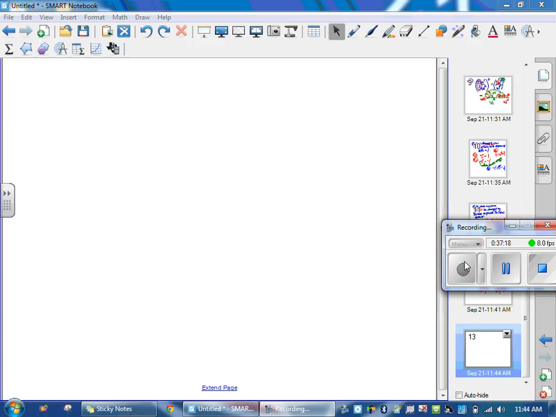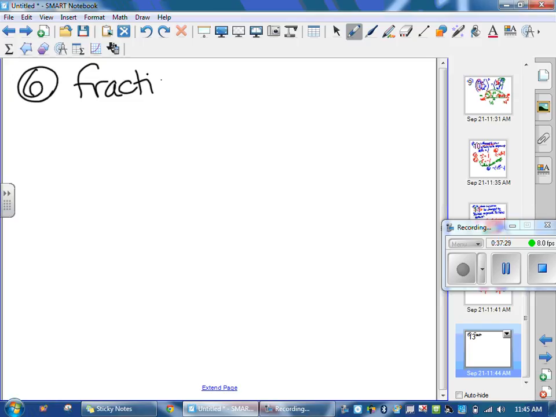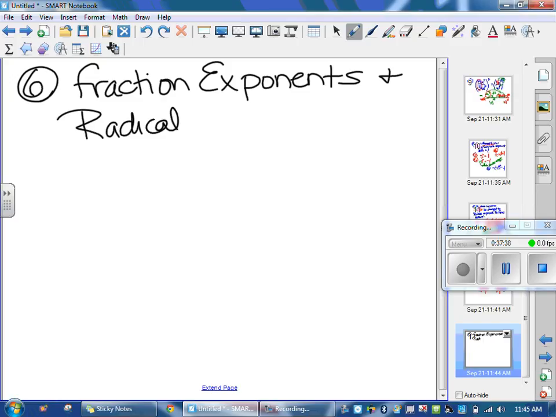Last one can be a bit confusing, so please pay attention. Our last law is number 6. This one's called radicals: fraction exponents and radical form. Anytime you've got an exponent that's a fraction, you can convert the fraction to a radical.